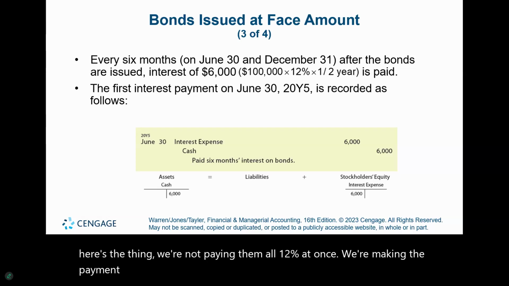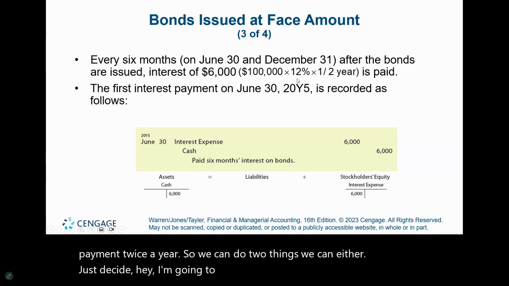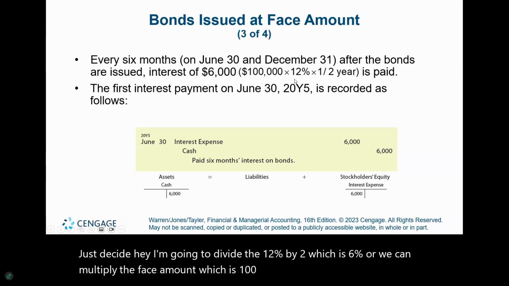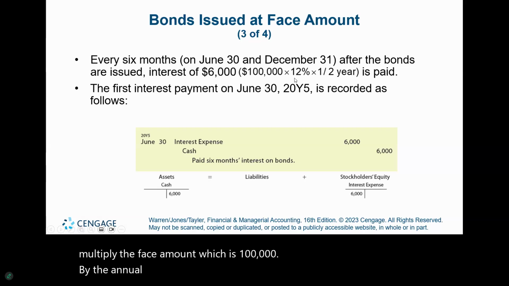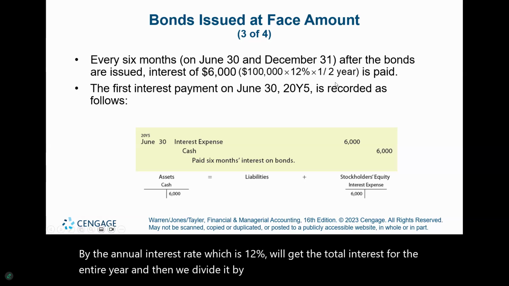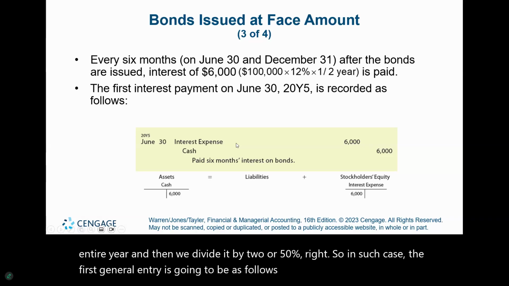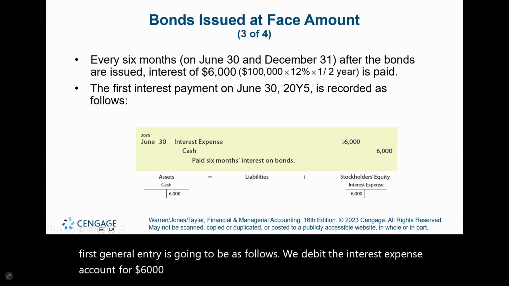So we can do 2 things. We can either just decide, hey, I'm going to divide the 12% by 2, which is 6%, or we can multiply the face amount, which is 100,000, by the annual interest rate, which is 12%. We'll get the total interest for the entire year, and then we divide it by 2, or 50%, right? So in such case, the first journal entry is going to be as follows. We debit the interest expense account for $6,000, and we credit cash for the $6,000.